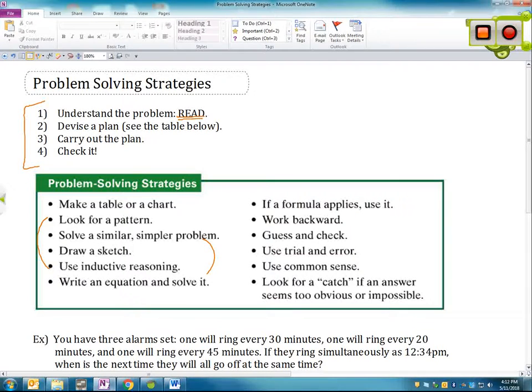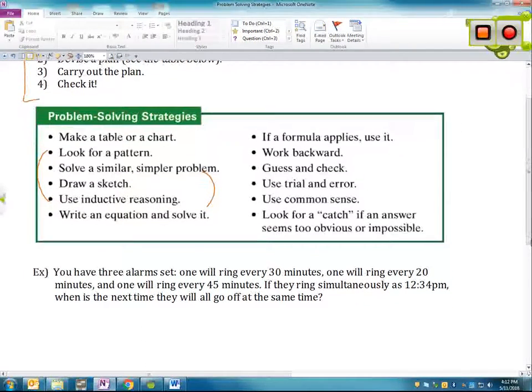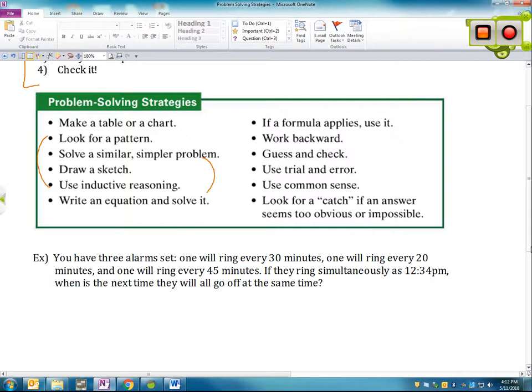So guessing and checking is another option, but maybe I wouldn't use that too judiciously. Trial and error is very similar to guessing and checking. Using common sense, I don't know how helpful that is as a list, or in a list of strategies, but it is an option. And then look for a catch if an answer seems too obvious or impossible.